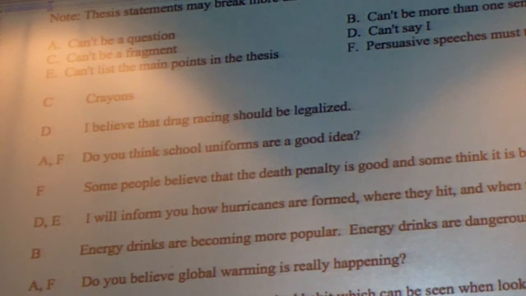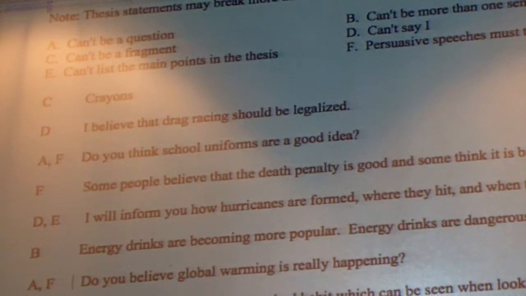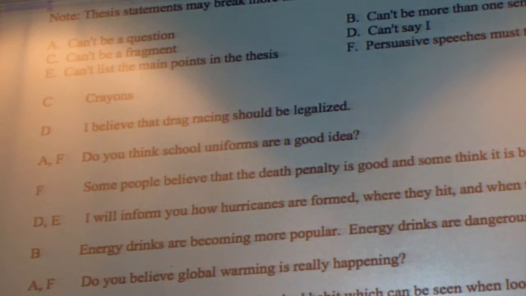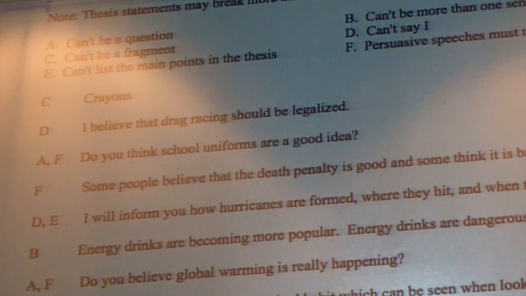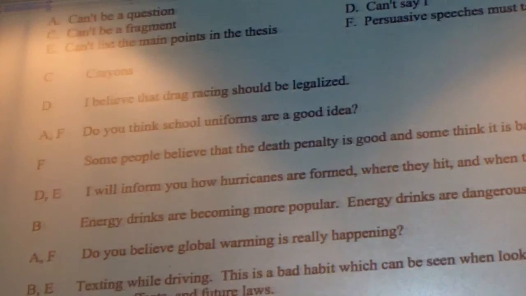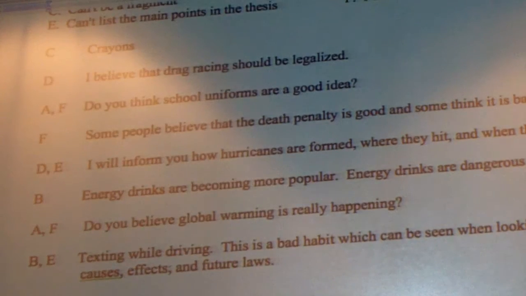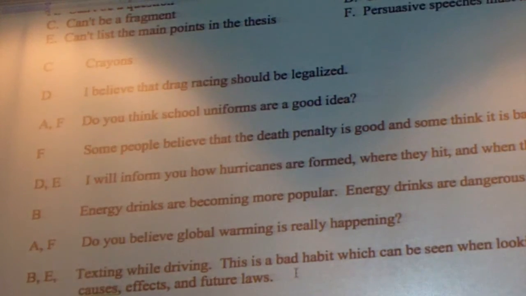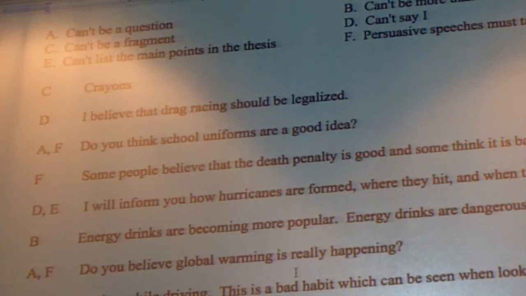Texting while driving. This is a bad habit which can be seen when looking at the causes, effects, and future laws. More than one sentence. Yep, can't be more than one sentence. Good. And can't give your main points. Does it take a stand? Sure does. Tells us this is a bad habit, right? I know they're trying to prove that this is bad for me. Okay. Now it's got one more problem. Read it again to yourselves.